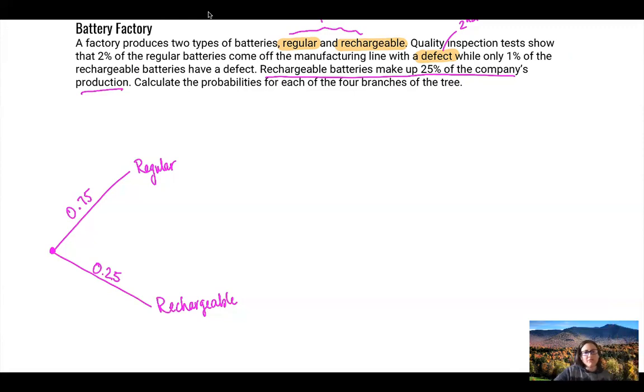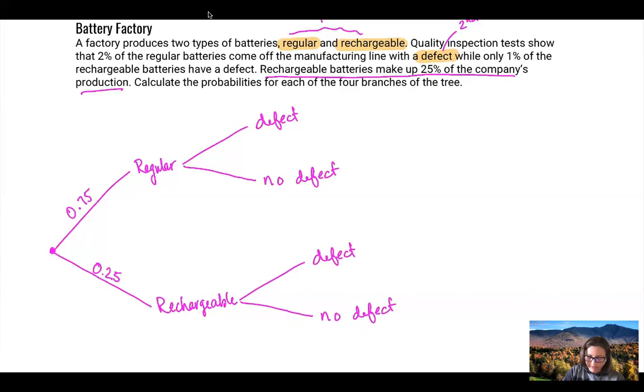All right. For the second event, when the batteries are produced, there's a possibility that they could have a defect. On the other hand, there's a possibility that there is no defect. Same thing for the rechargeable. Either they're going to have a defect or not. And now we have to fill in the probabilities for those things.